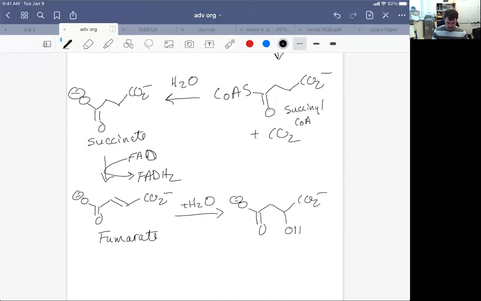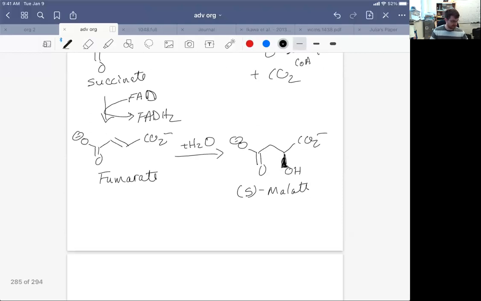It could be either one of the beta positions, on either side of the alkene, because both of them are actually beta to one of the carboxylic acids on either side. But we're going to get a specific one. So this is going to be a wedge in this depiction, because enzymes will control the enantioselectivity. And that's going to give us S-malate, or malic acid if you want to protonate it.